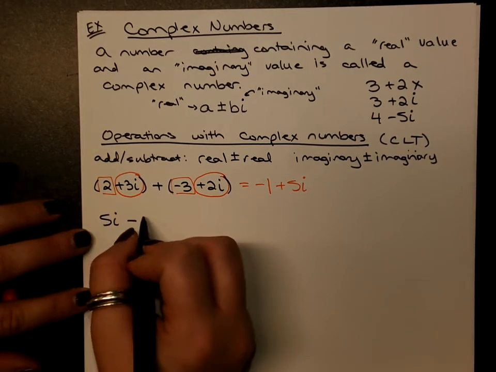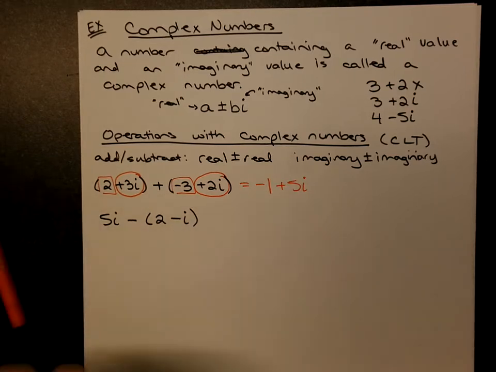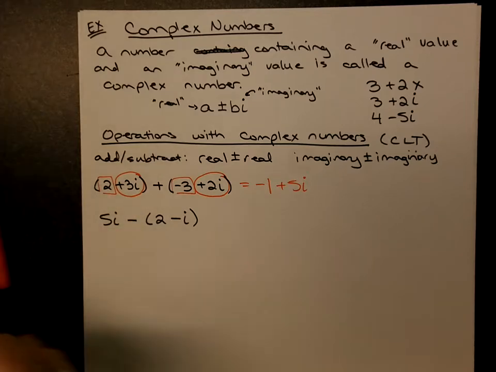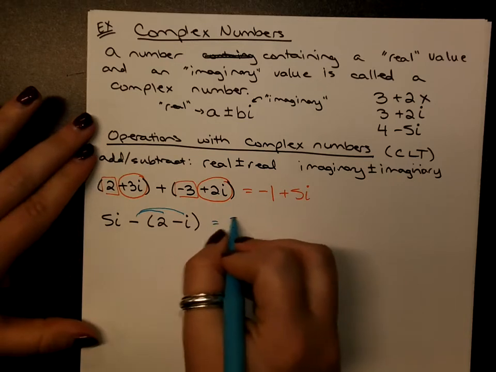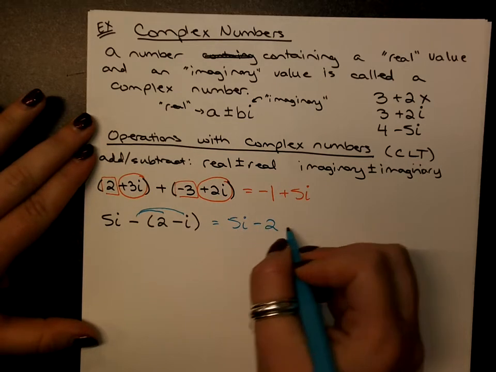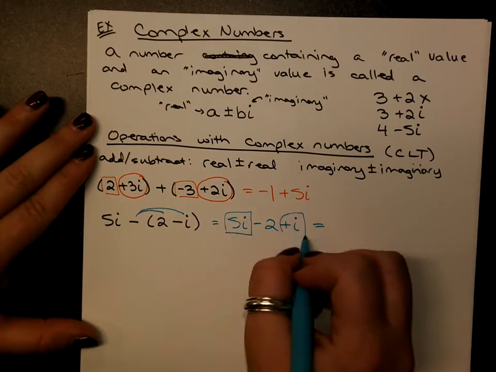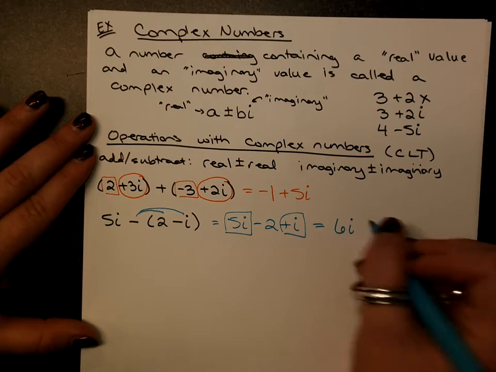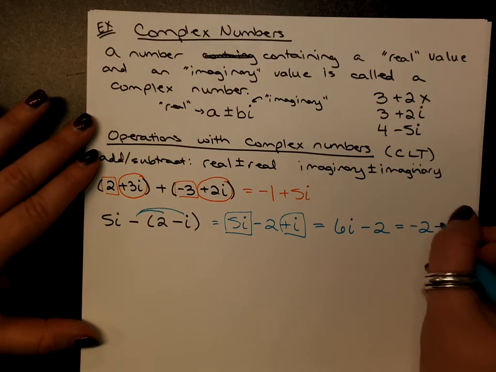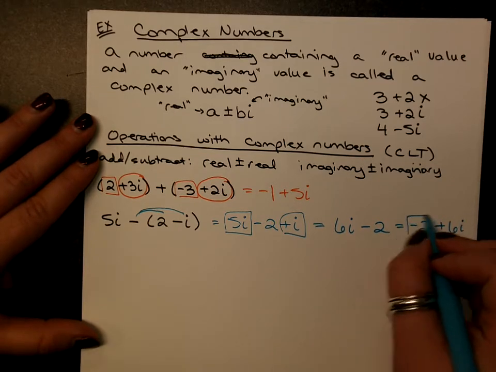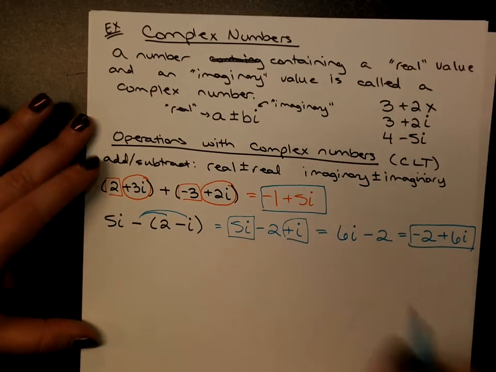If I have 5i minus parentheses 2 minus i, I prefer to distribute that negative so I don't miss anything. So I would say that that is 5i minus 2 plus i, which the 5i can go with the plus 1i and get 6i minus 2. And we write the real number first and then the imaginary. So we're going to write negative 2 plus 6i. You always put the real number first and then the imaginary.